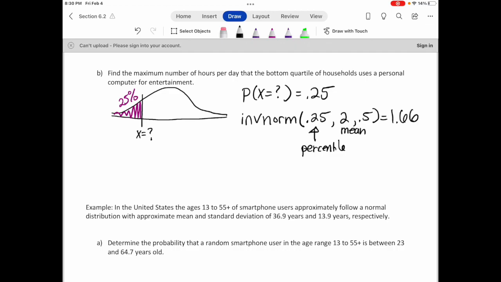It says the value of x when I hit enter is 1.66. So this right here, 1.66, tells me the cutoff point for the lowest 25%. So that means that the maximum number of hours per day that will be in the bottom quartile of households that uses a personal computer for entertainment is 1.66 hours. If you forget that inverse norm is under the distribution list, hit second and then vars on your calculator.